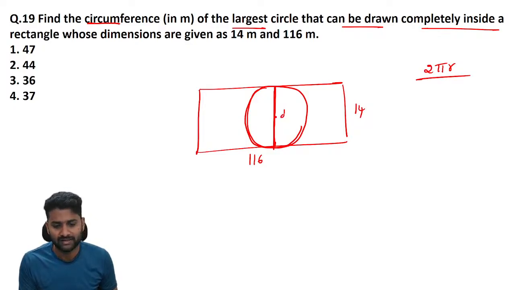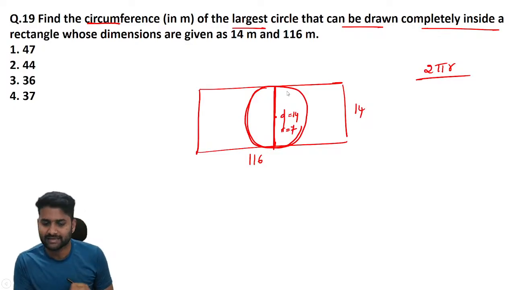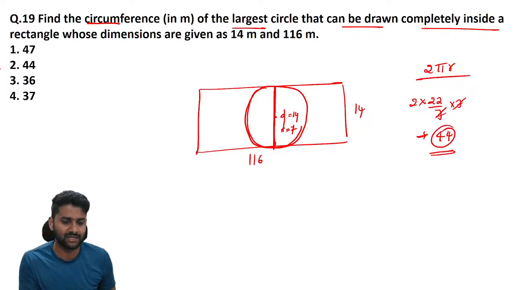So here the diameter is equal to 14, then the radius is 7. In this question, the shortest length is the diameter of the circle. So 2 into 22 by 7 into radius 7. 7, 7 cancel. Then the circumference of the largest circle that can be drawn is 44.